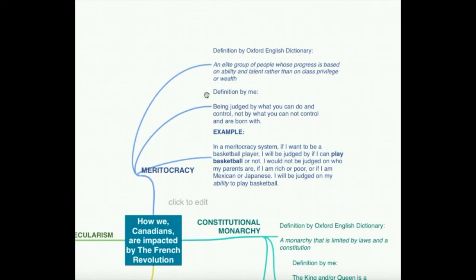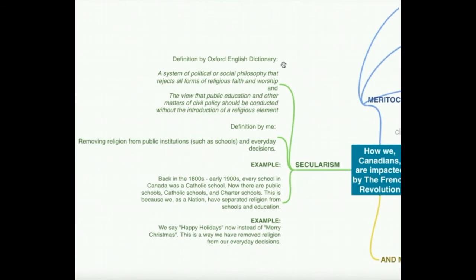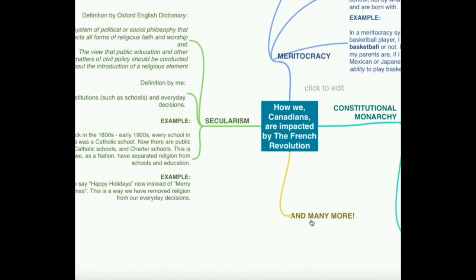I have done the same 3 steps for the concept of meritocracy as well. I found the definition in the dictionary, made my own definition, and found an example of this concept. Lastly, I have done the same 3 steps for secularism. Found and made definitions, but since I found it to be a trickier concept, I have added 2 examples to help me understand.